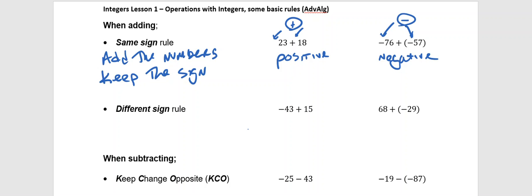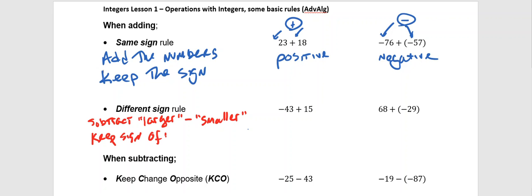In the case of the signs being different, we're going to essentially subtract. I'm going to use terminology of larger versus smaller. We're going to say larger minus smaller. And what I really mean by that is the absolute value. So in this case, the negative 43 is the quote unquote larger number because it has a greater absolute value than positive 15. And then when we subtract, we're going to keep the sign of the larger number.